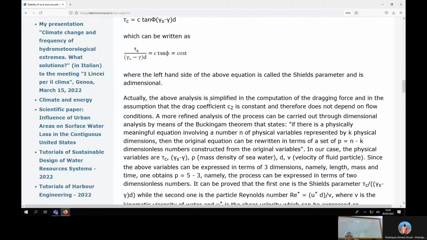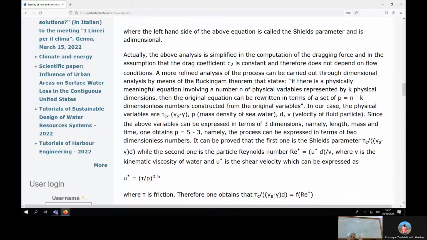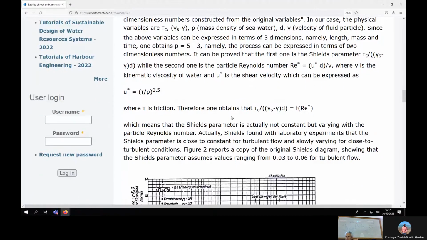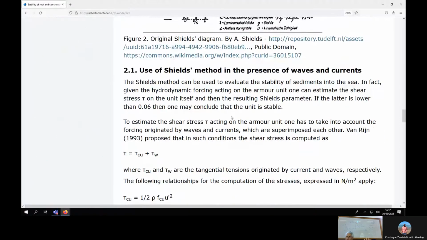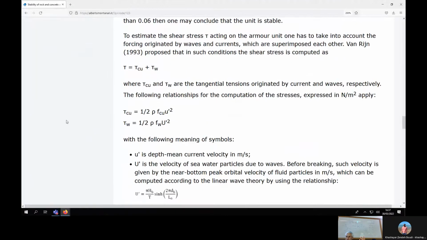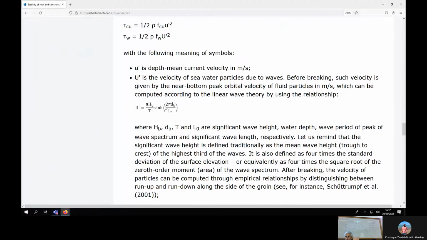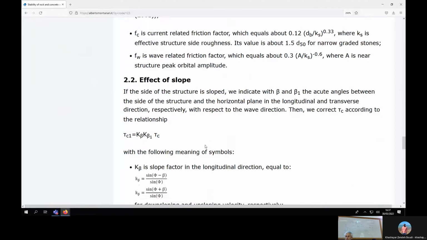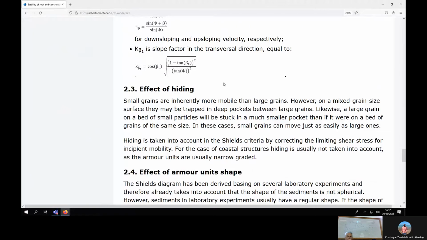And you don't have to remember all the reasonings that I made on the dimensional analysis, and you don't have to remember anything related to the Moody diagram or to this empirical relationship to compute tau. It's not really important. If you remember that tau depends on the square of the velocity of the fluid particles, that's fine. And if you remember that tau may be given by waves plus currents, that's perfectly fine. But don't learn these relationships here, or the correction factors for slope. Hiding is not there, but it's not needed.